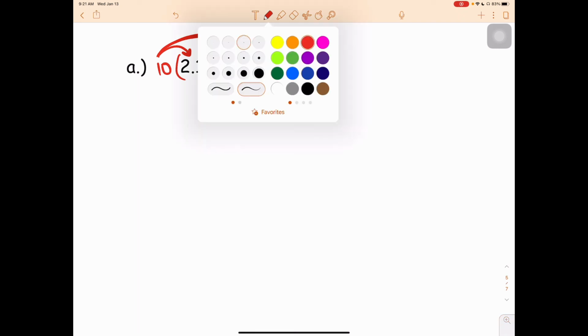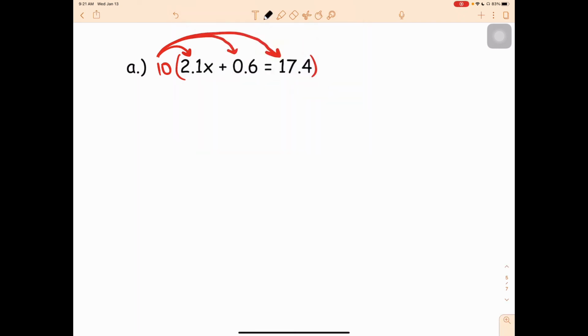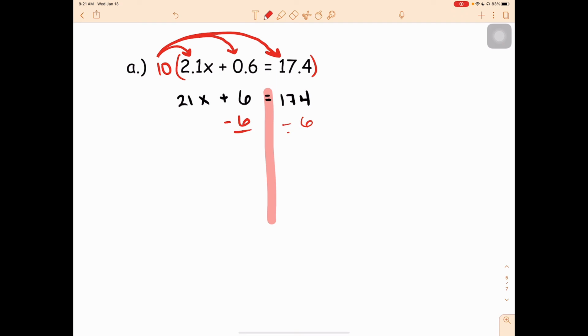Okay? So if I multiply everything by 10, feel free to use a calculator if you don't believe me, all right? Or if you don't see how I'm getting these numbers. 10 times 2.1x will be 21x. 10 times 0.6 will be 6. 10 times 17.4 is 174. So now this is just a little bit more manageable for you. To solve this, let's go ahead and subtract 6 from both sides.